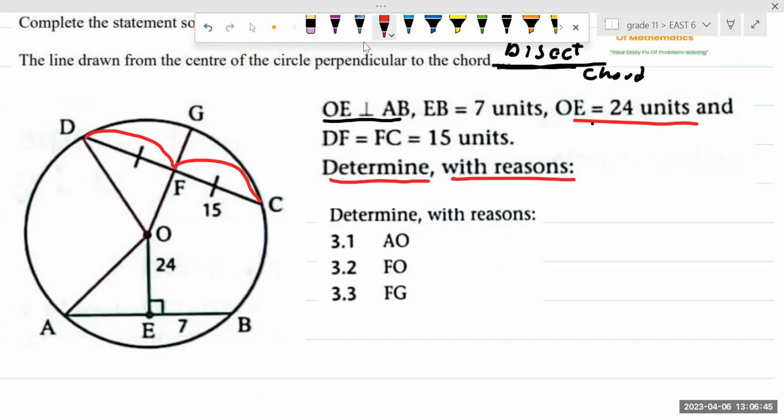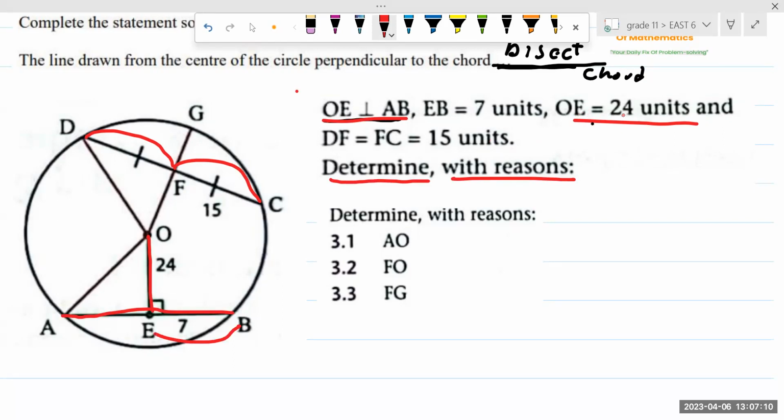Okay, let's highlight whatever it is that is stated here. So the first thing that they gave us is that we have OE, which is perpendicular to AB. So we have this line, which is going to be perpendicular to this line. And then we have EB, which is equal to 7. So we are told this one here, it's given. This one here, it's 7.